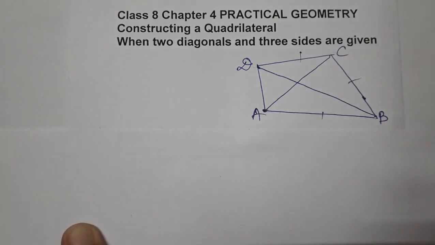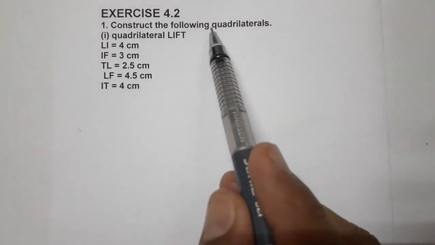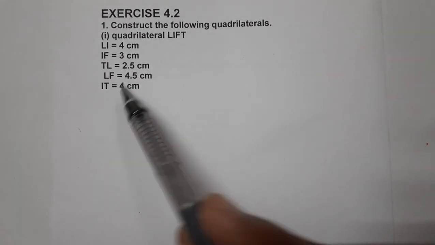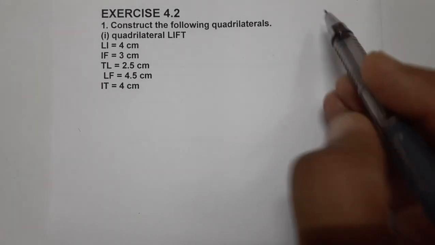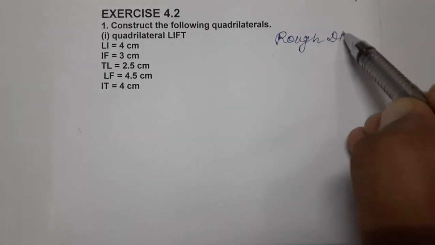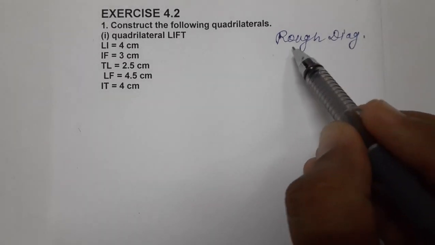Question number 1. Construct the following quadrilaterals. Quadrilateral LIFT with the following measurements. So let's make a rough diagram. Always make one rough diagram, so it helps us in making the fair diagram or construction.